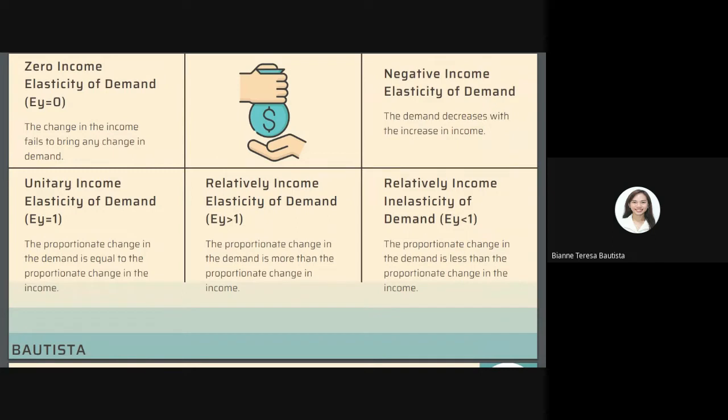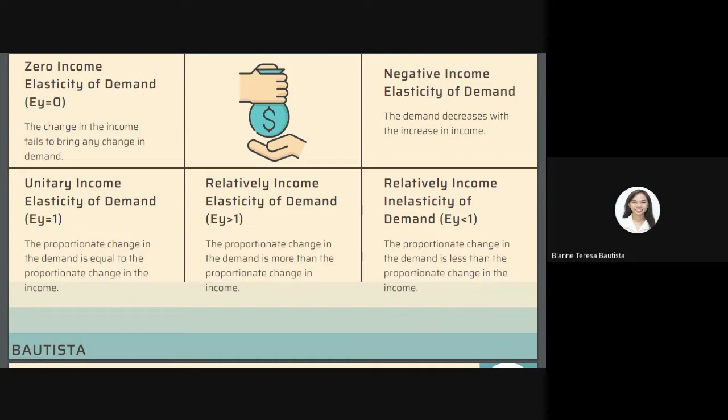So the income elasticity of demand for a product can be elastic or inelastic based on its category, whether it is a normal good, inferior good, or luxury good. So the normal good is a good that experiences an increase in its demand due to a rise in consumers' income. So, for example, are the food staples, clothing, and household appliances.